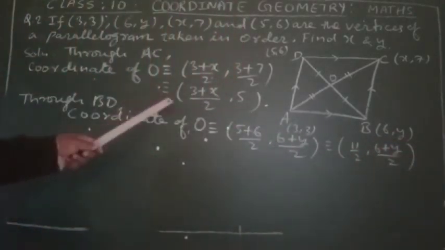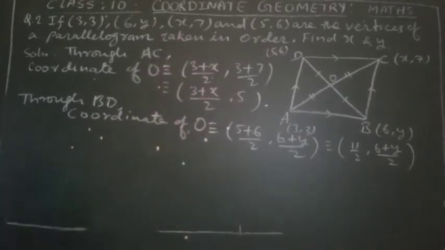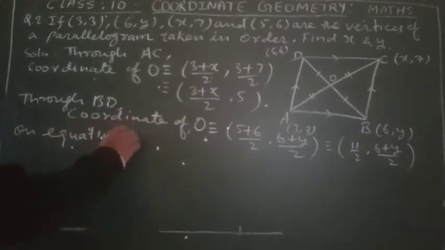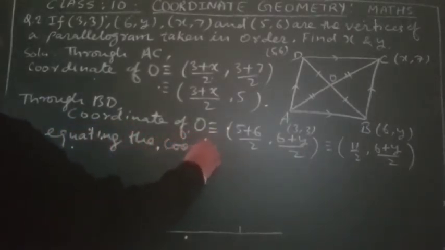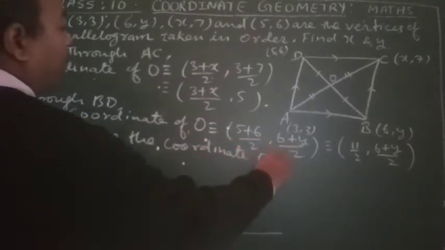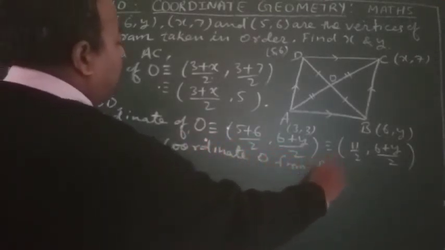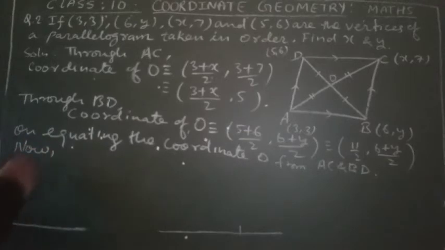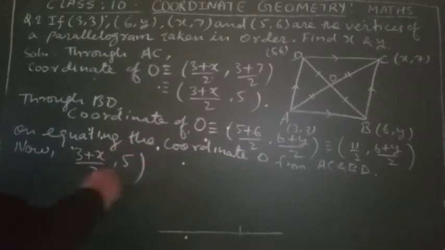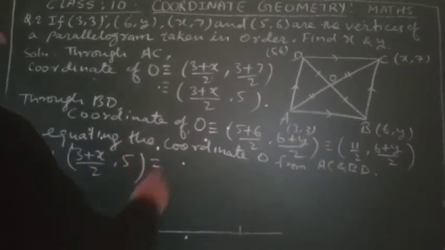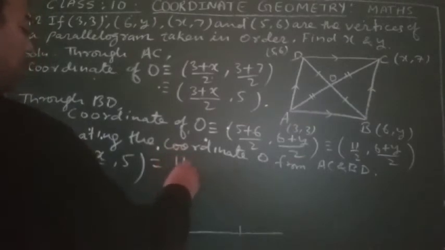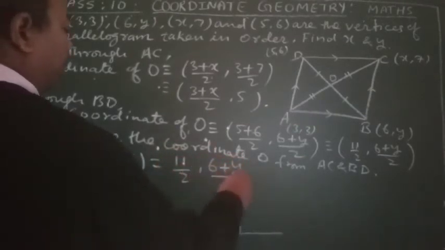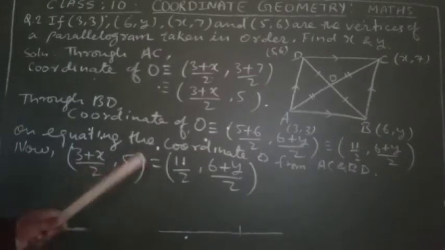We just equate the coordinate of O from both of the diagonals. On equating the coordinate of O from AC and BD both, (3 plus x)/2, 5 equals 11/2, (6 plus y)/2. Now these are equated.